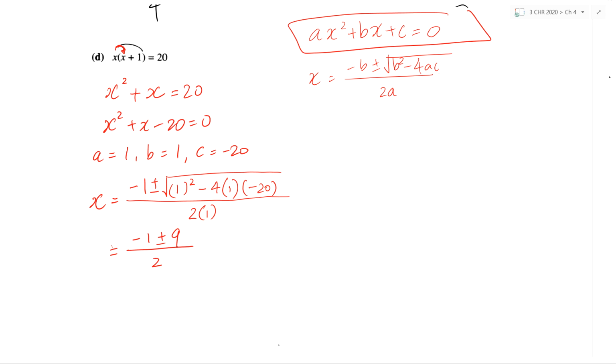So now is the time for us to separate them. Split them up. Minus 1 plus 9 over 2, or minus 1 minus 9 over 2. There are 2 answers. The first answer, negative 1 plus 9 divided by 2, we get 4. The other answer is negative 10 divided by 2, which is negative 5. These are our 2 answers. If you got this correct, please give yourself a tick.